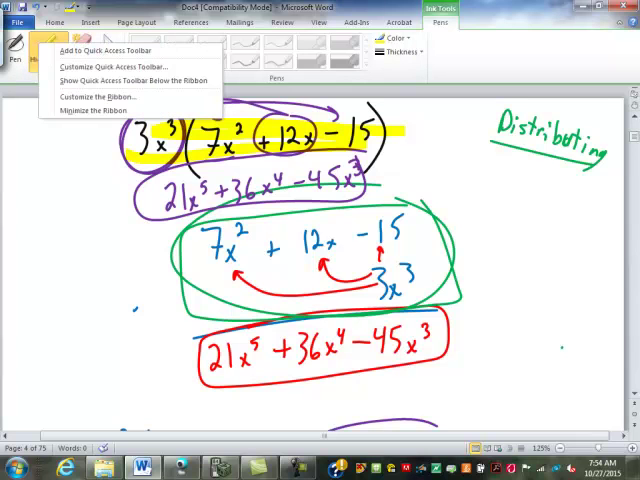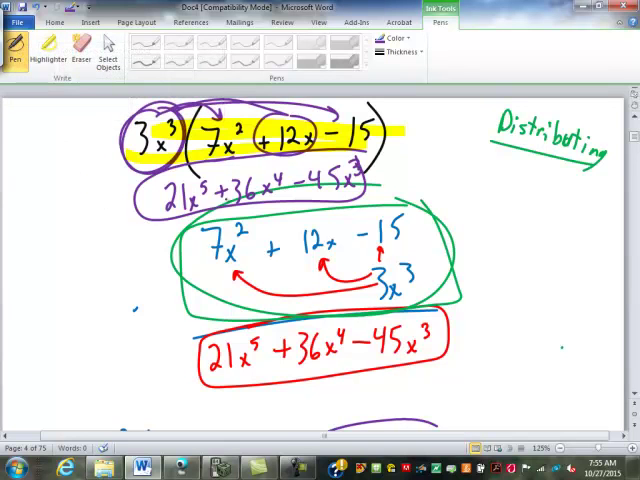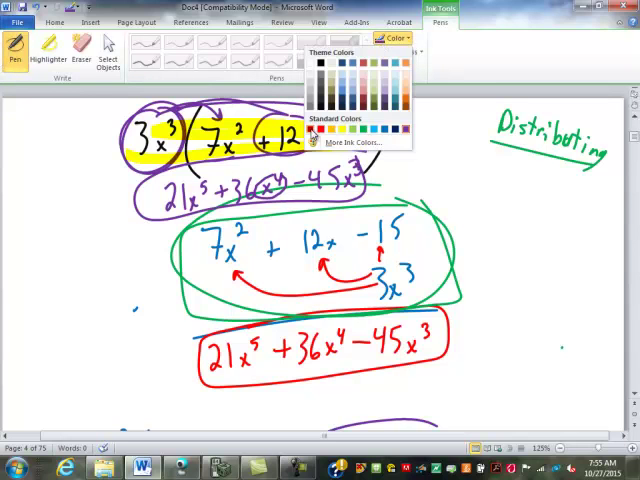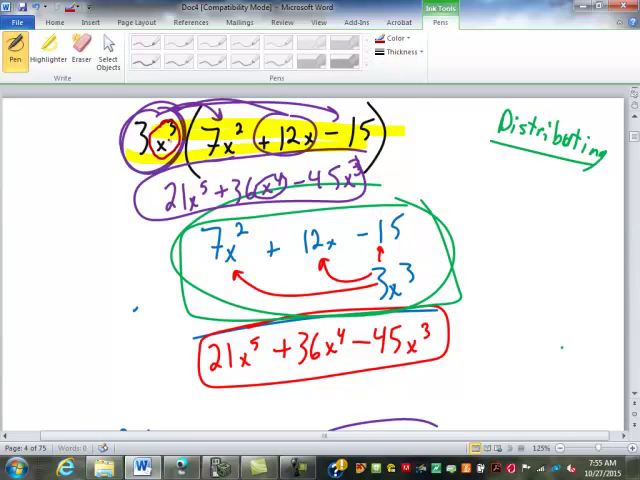So, I understand the 36. How did you get to the fourth? The x to the fourth? Yeah. Because we had x to the third times x. That's x to the 1, so 3 plus 1 is 4.